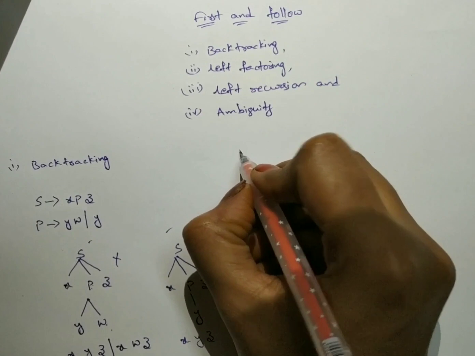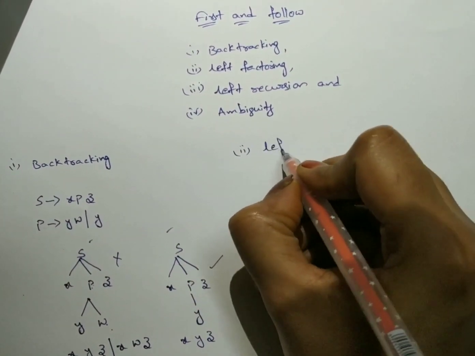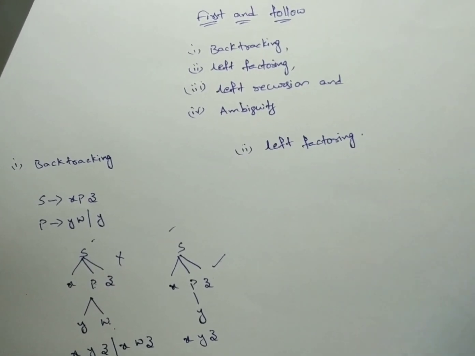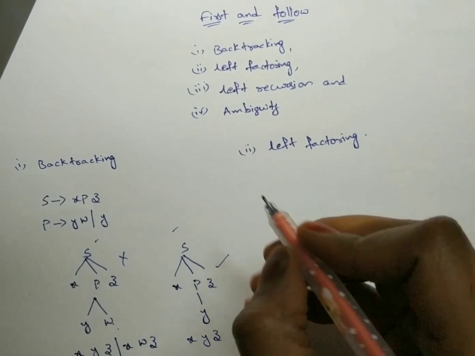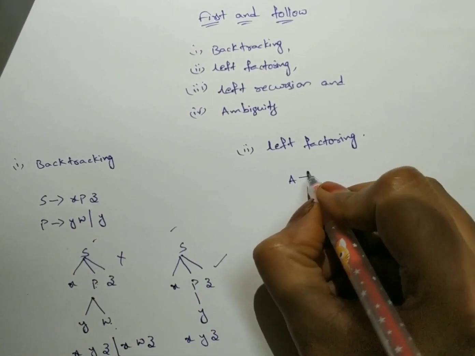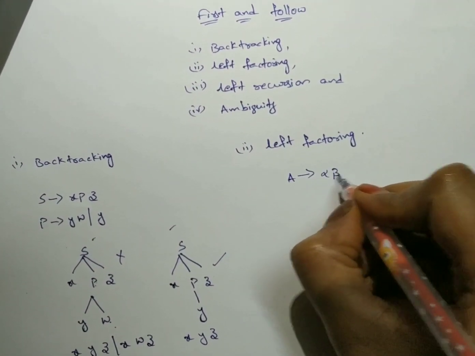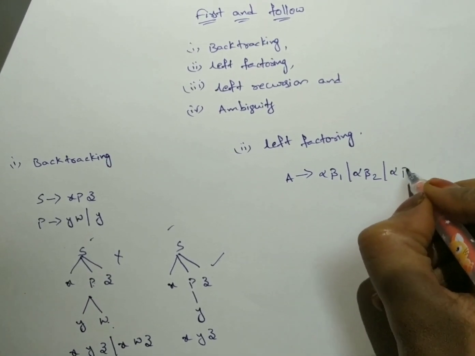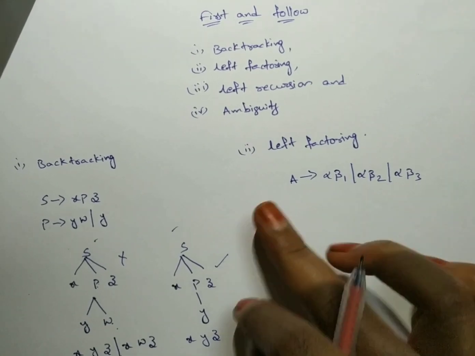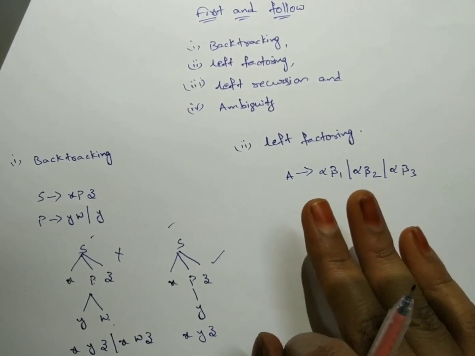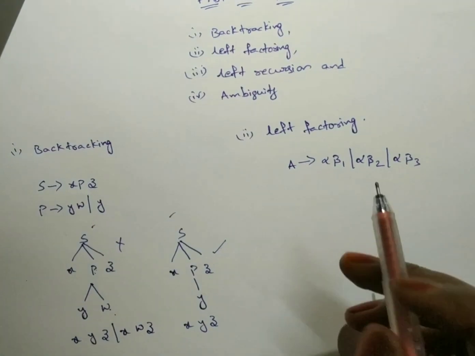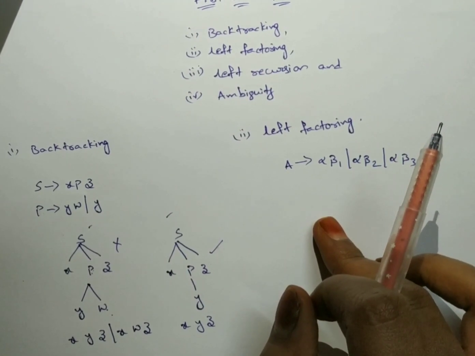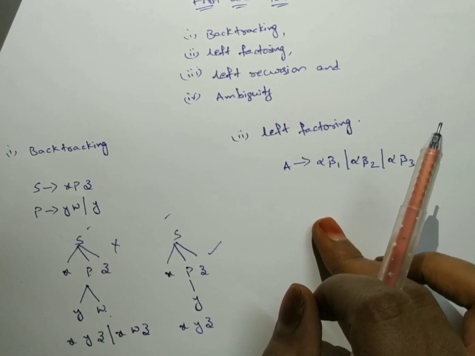Now coming to the second one, left factoring. I am taking another example for this also. A derives alpha beta 1 or alpha beta 2 or alpha beta 3. This is an example grammar which has left factoring. Now we are supposed to avoid this left factoring condition in the given grammar. Let us see how the left factoring will be avoided.